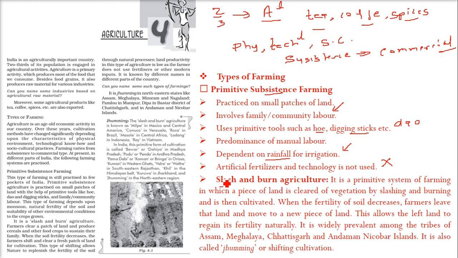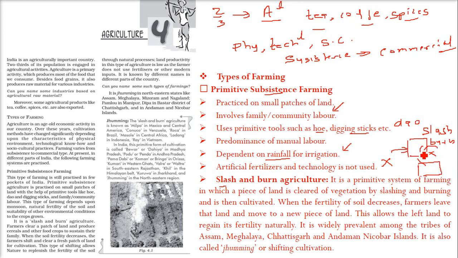So what is this slash and burn? The name itself says slash and then just burn. It's a primitive system of farming in which a piece of land, first it is cleared for vegetation by slashing. This is slash. So this land is first slashed or cleared for vegetation and burned, and then it is cultivated. So when the fertility of soil becomes less because of the cultivation, the farmer just leaves this land. They move to another land, and now they do the same thing, slash and then burn.